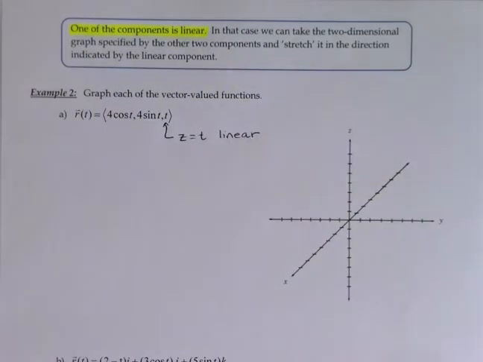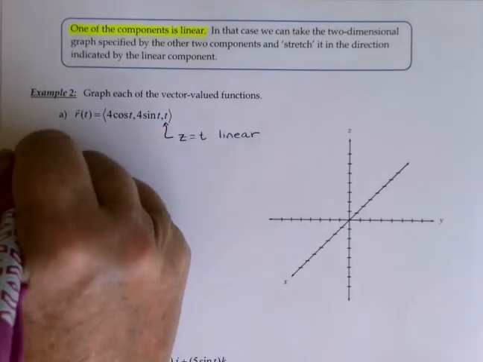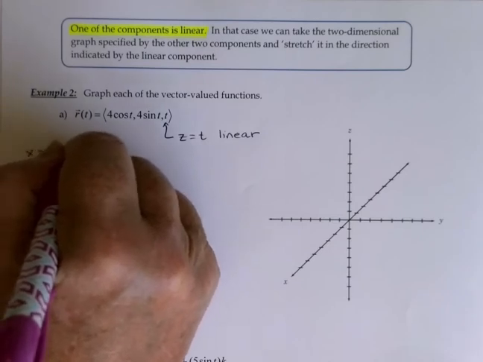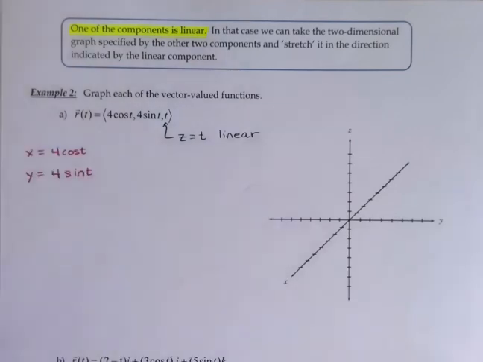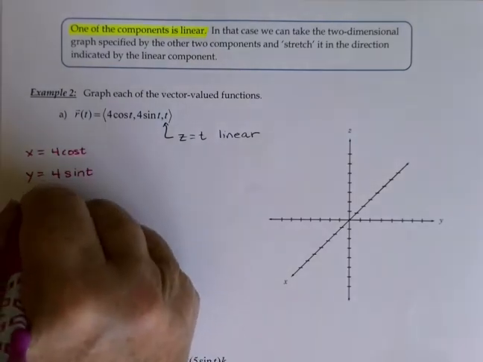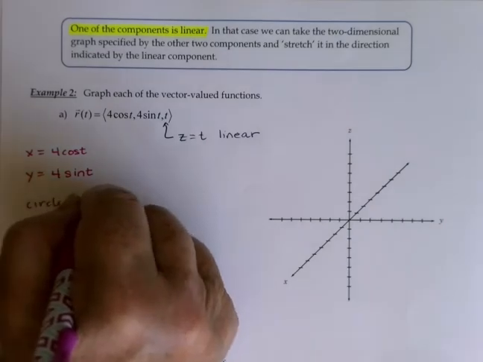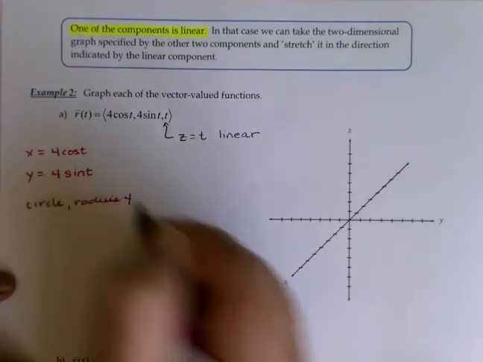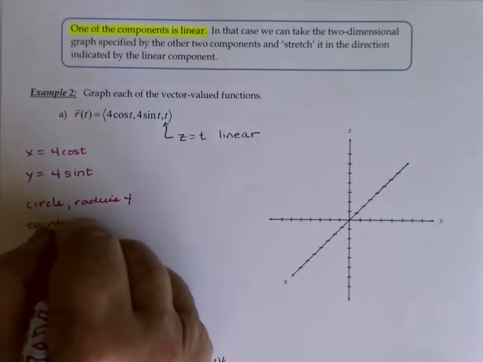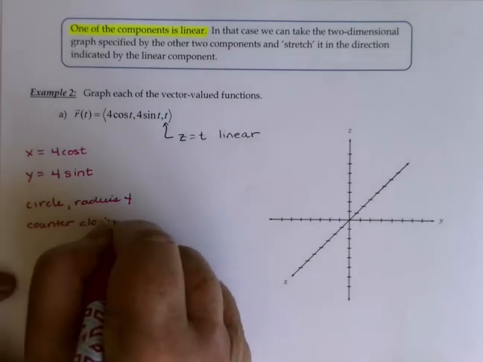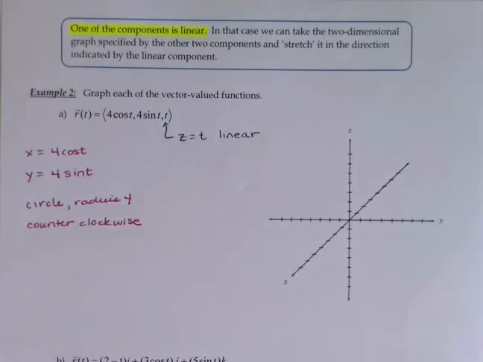Okay. I'm going to come back and talk more about that in a couple of minutes, but let's think about the other two components first. X equals 4 cosine t, and y equals 4 sine t. Circle of radius 4. And cosine is our x, so we are going counterclockwise. Now, we know what happens there, just a circle. We're imagining going around and around the circle.